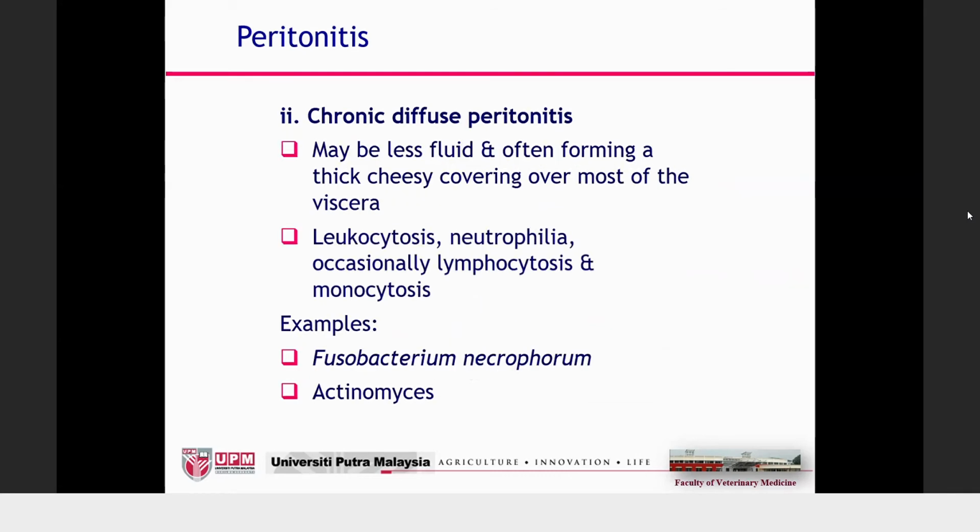The chronic form is more the advancement of the acute, and we may see less fluid and often a thick tissue covering over most of the viscera. The chronic form is usually due to bacterial infection, like Fusobacterium necrophorum or Actinomyces. So this is more of a chronic diffuse peritonitis.